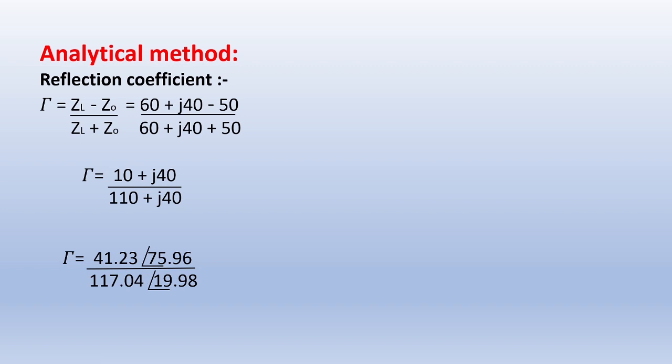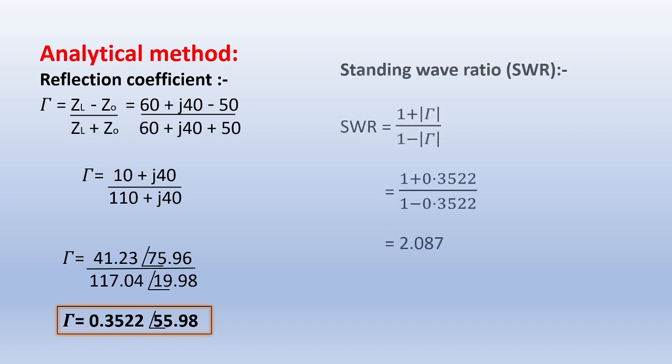Now all this you can also find using the analytical method, to verify and check whether your answers are correct or not. Reflection coefficient is given by ZL minus Z0 upon ZL plus Z0. Just substitute the values and convert from rectangular to polar, and you'll get the answer, which is almost equal to the Smith chart values. Similarly, SWR is nothing but 1 plus mod of reflection coefficient upon 1 minus mod of reflection coefficient. This is also almost equal to 2.1, which is matching, and it is great.